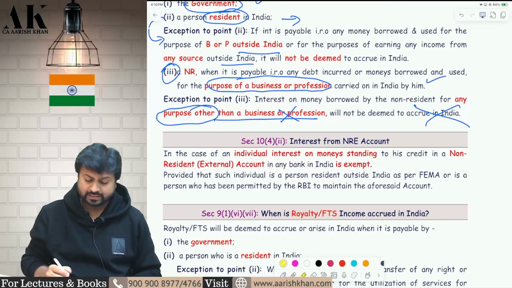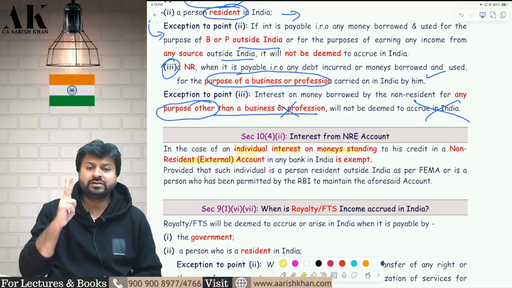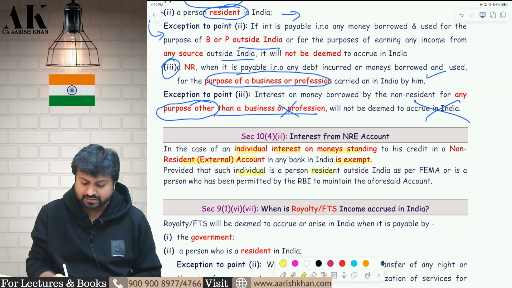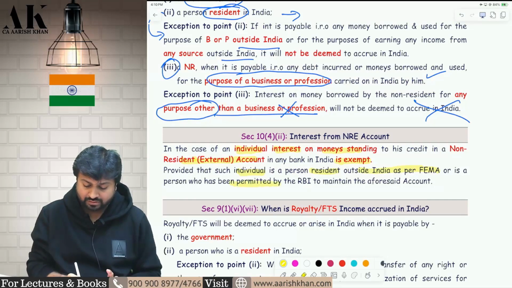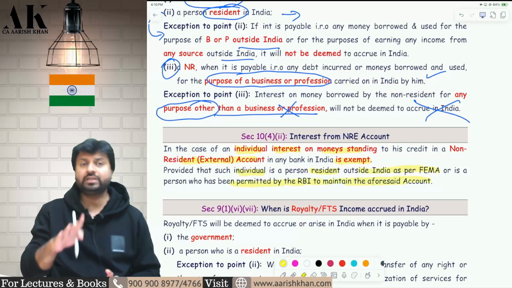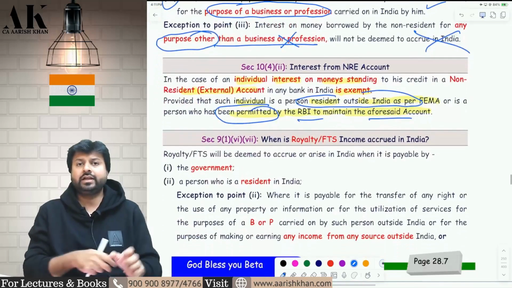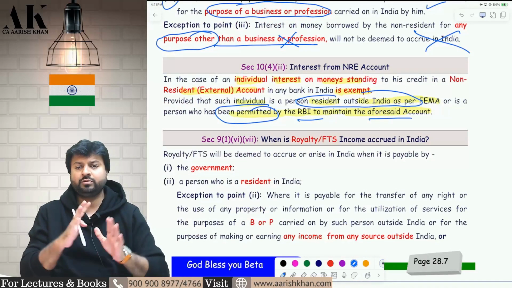Similarly, in interest there is one exemption over here. If an individual is receiving interest on money standing in his NRE account, it is exempt. But this is only exempt if you are an individual who is a person resident outside India as per FEMA, or a person who has been permitted by RBI to maintain such an account. Then the interest lying in the NRE account will be exempt in your hands. I hope it is clear to all of you.